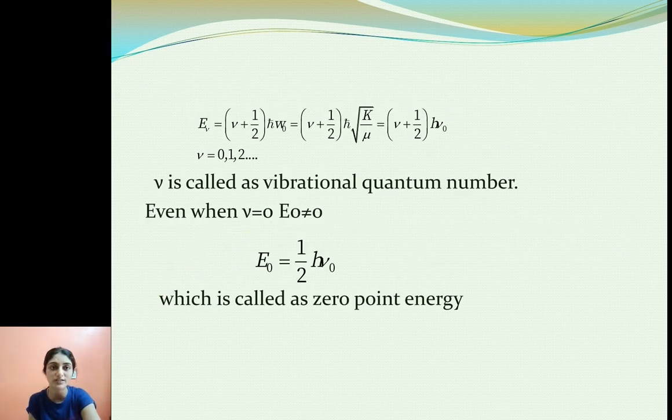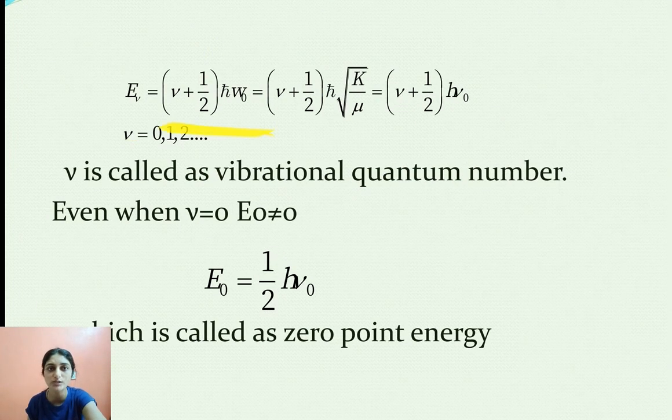So we will get E nu equals (nu plus half) h cross omega 0, or (nu plus half) h cross under root k by mu. Substituting the value of omega 0, you will get (nu plus half) h nu 0, because under root k by mu upon 2 pi is nu 0. Here just check what we are getting. This E nu, for nu equal to 0, is called the zero point energy. Already when you studied simple harmonic motion in quantum mechanics, you must have come across this equation.